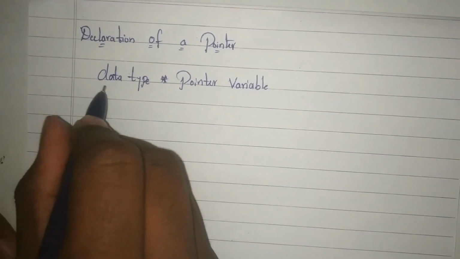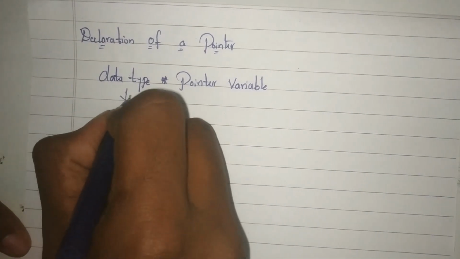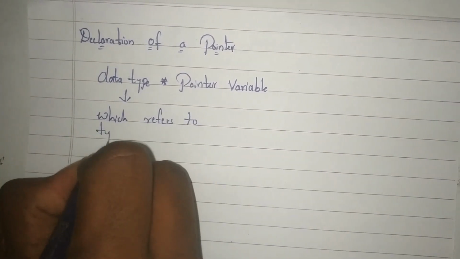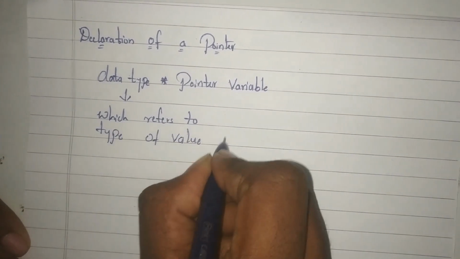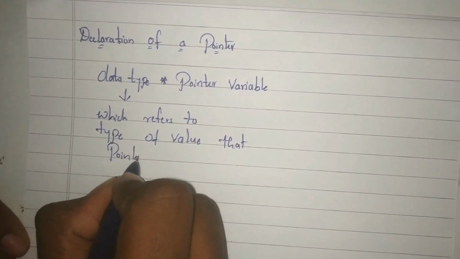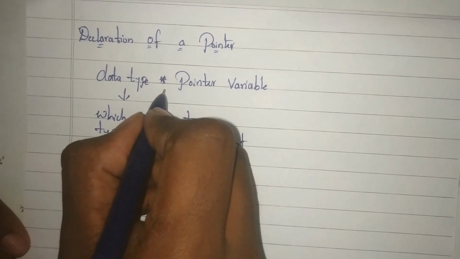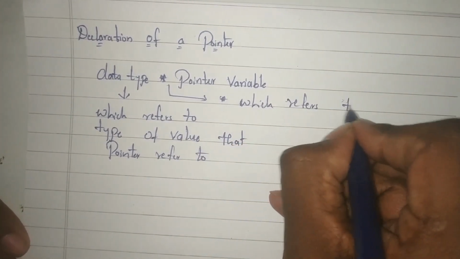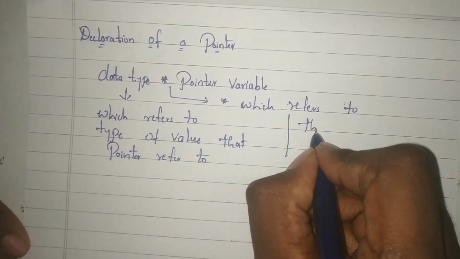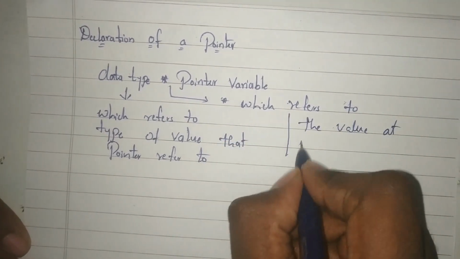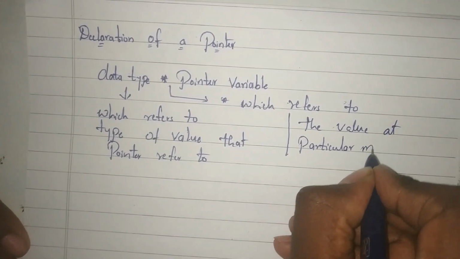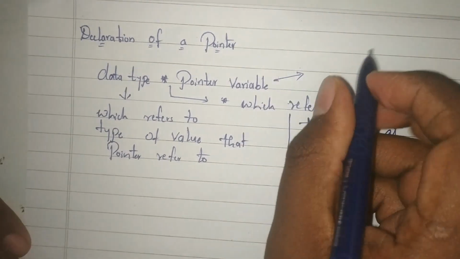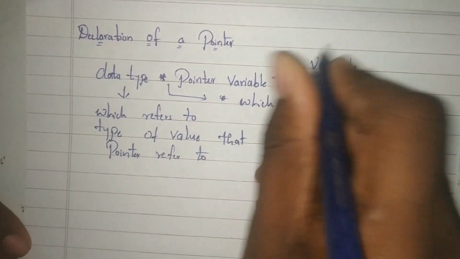Let me see how exactly the syntax of declaration of a pointer will work. This is the data type which refers to the type of value that the pointer refers to. And next, this one is the star, which refers to the value at a particular memory address. Next, this one is the pointer variable. This pointer variable may be any variable.